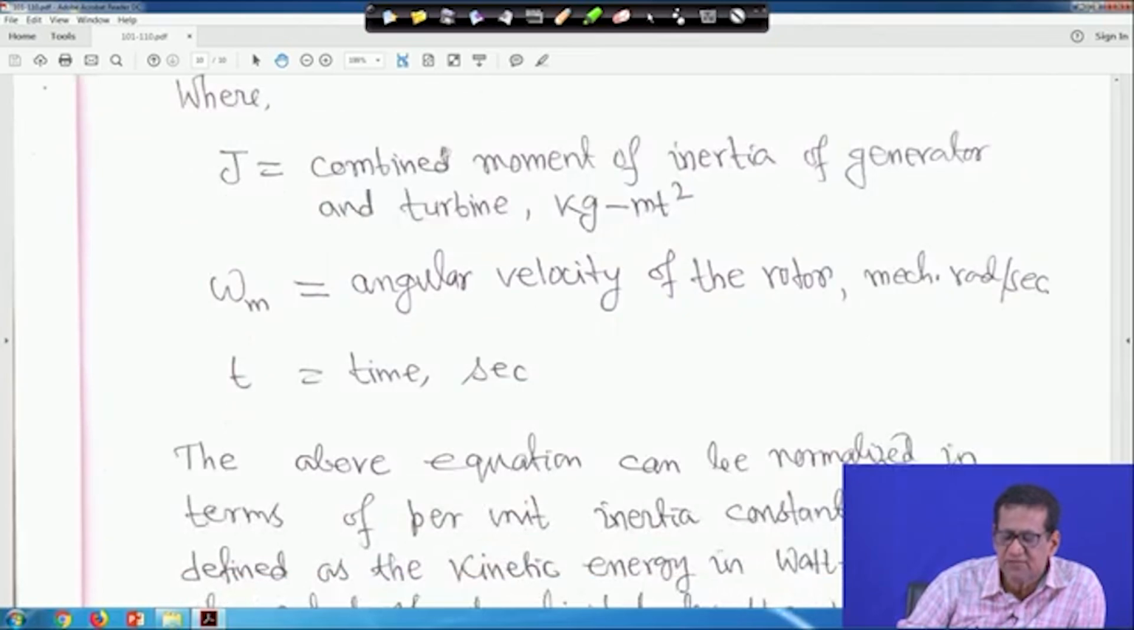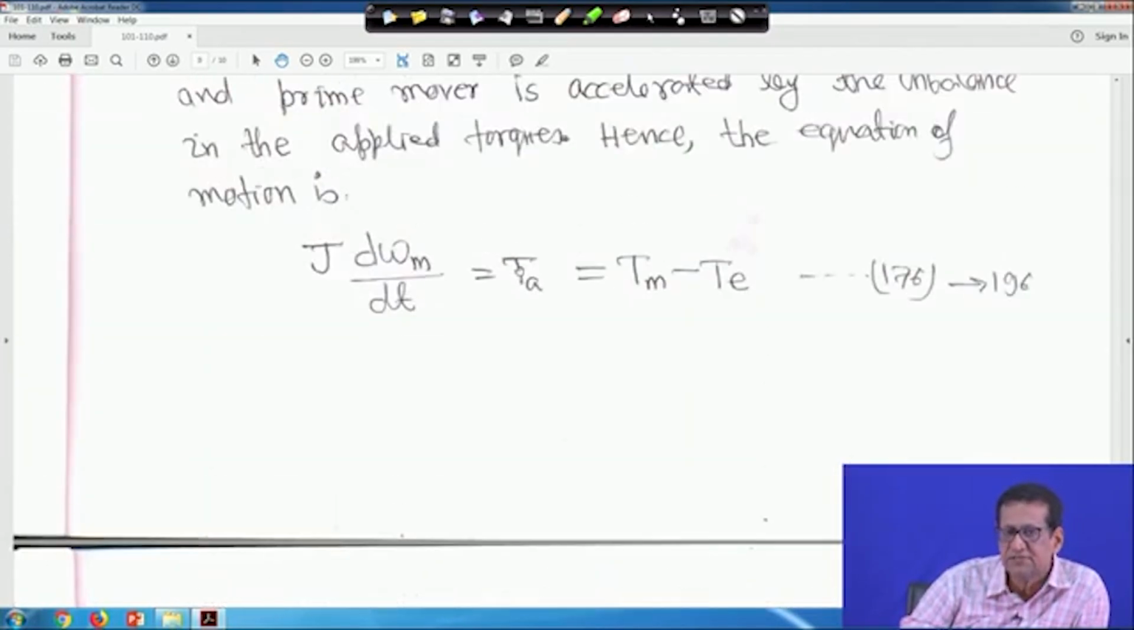Where J is equal to the combined moment of inertia of generator and turbine, in kg meter square, omega m is the angular velocity of the rotor in mechanical radian per second, and t is equal to time in second. You are familiar with this equation from your power system studies as well as machine stability studies.